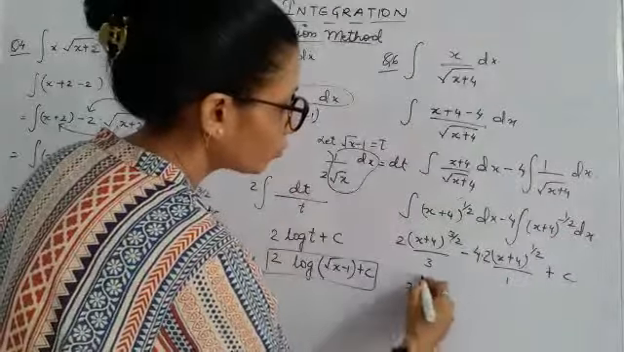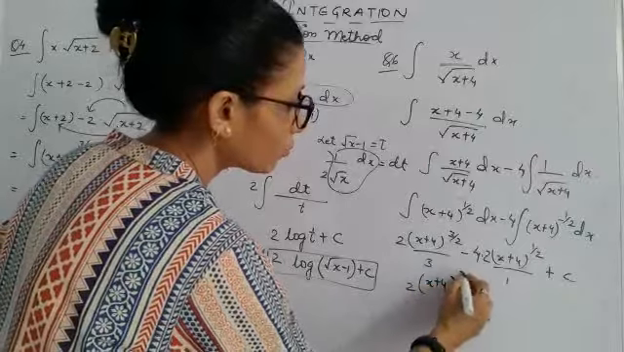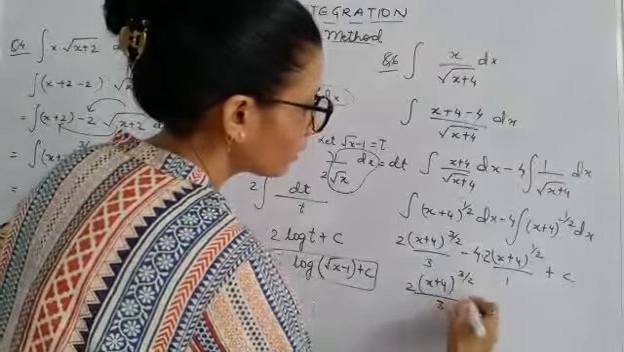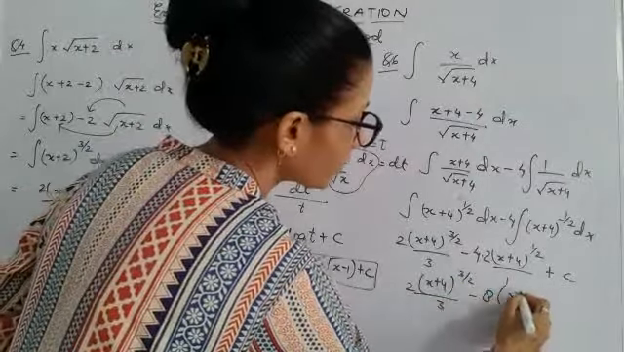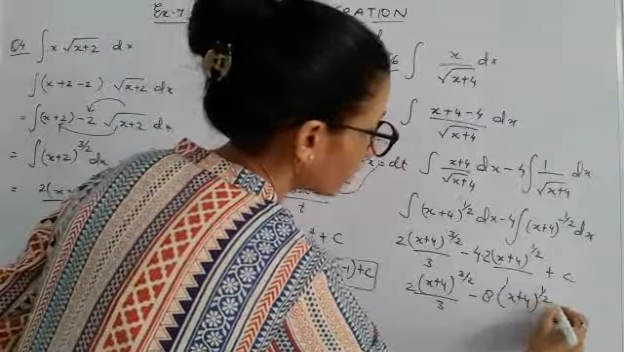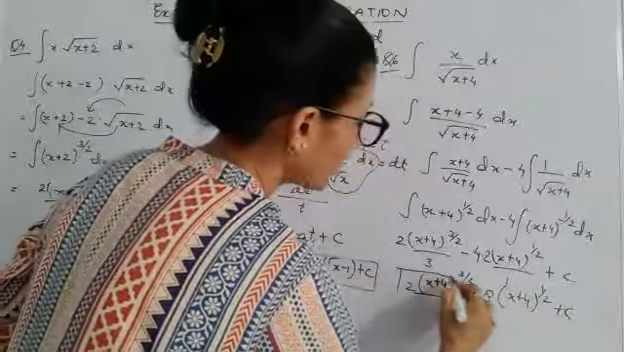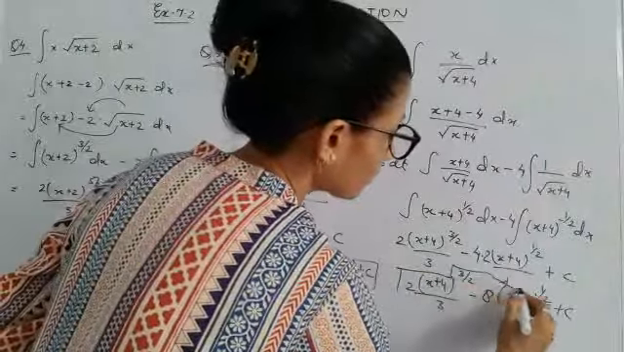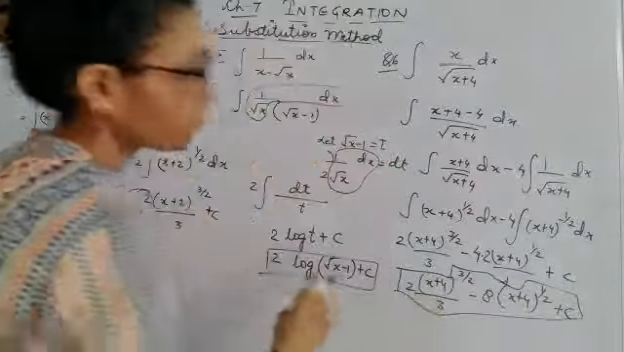So this will be 2 into x plus 4 raised to power 3 by 2 by 3, minus 8 into x plus 4 raised to power half, plus c. So this is your answer. Have a look.